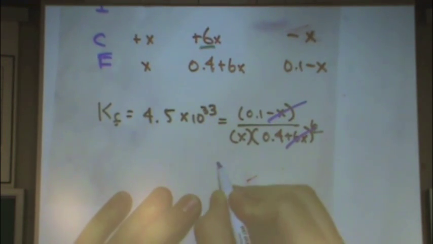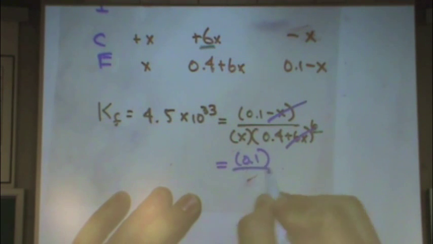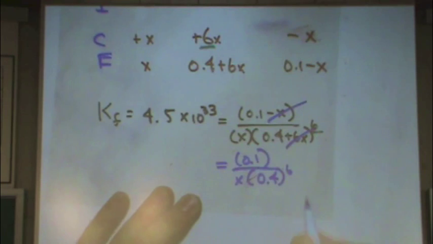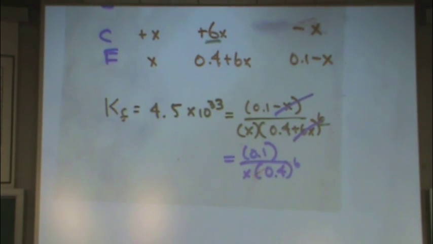Okay, so now you can solve this at home. I don't have the answer because I just made it up, but this is the setup, 0.4 to the 6th power. Okay? Yeah.